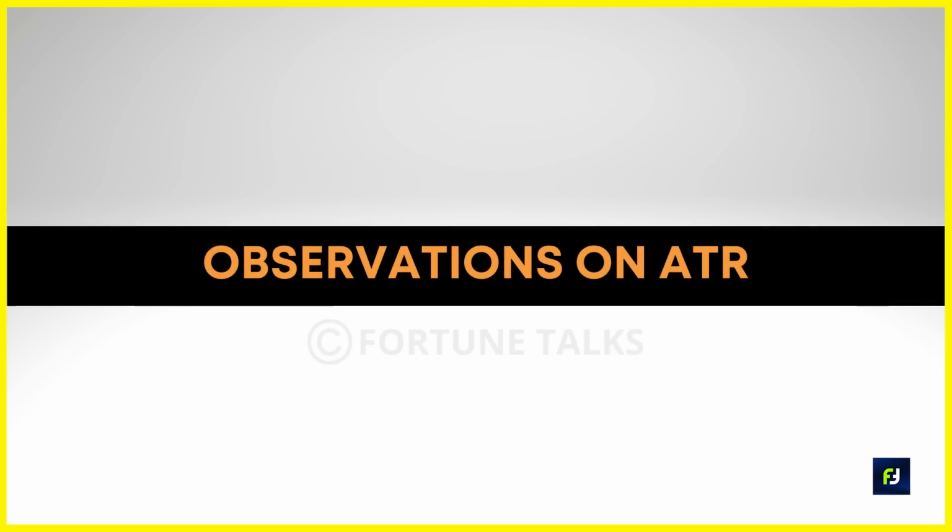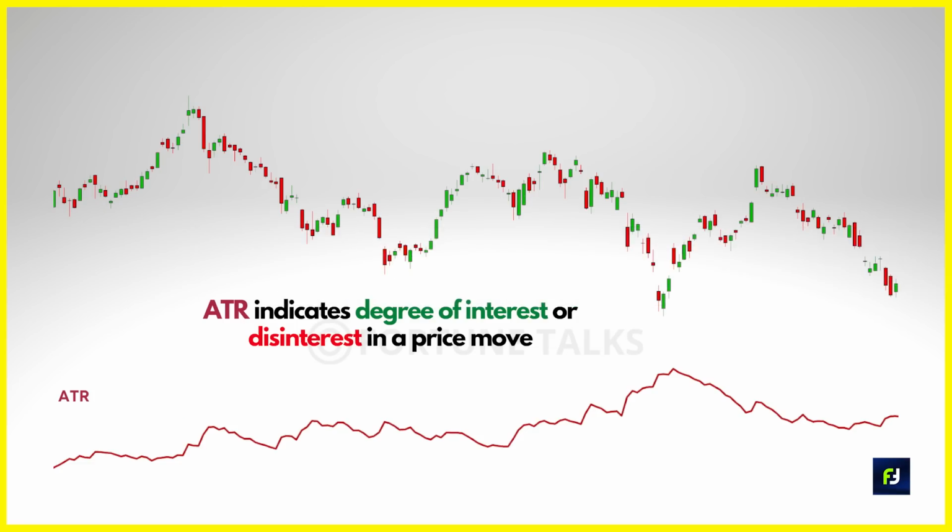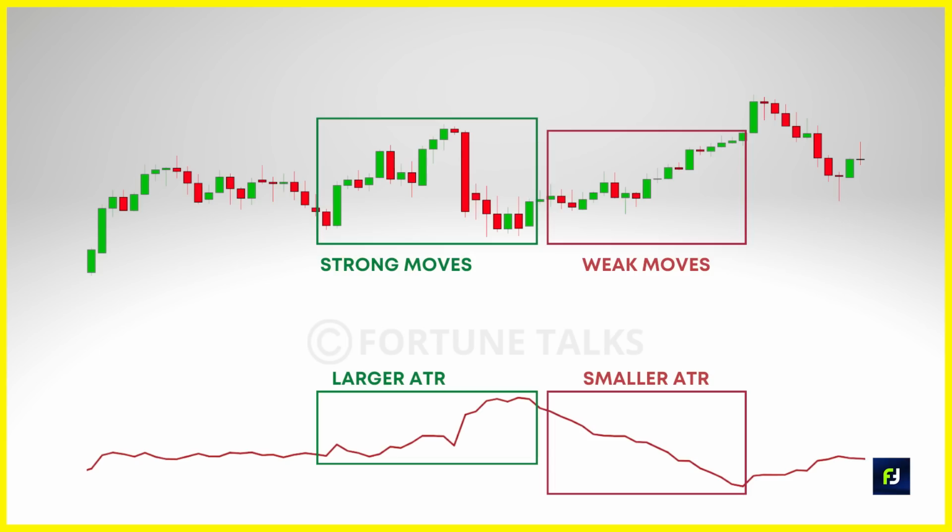Now let me talk about a few observations of ATR indicator. First of all, ATR is not a directional indicator like MACD or RSI, but rather a volatility indicator that reflects the degree of interest or disinterest in a price move. Strong price moves in either direction are often accompanied by large true range values due to long-ranged candles. This is especially true at the beginning of a price move. On the contrary, weak price moves, as you may have already guessed, are accompanied by relatively narrow ranges.